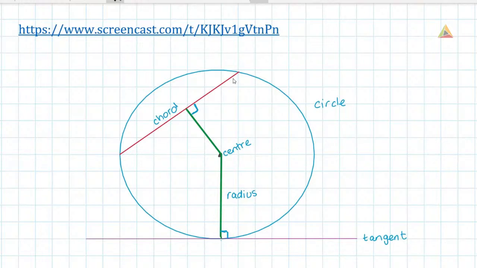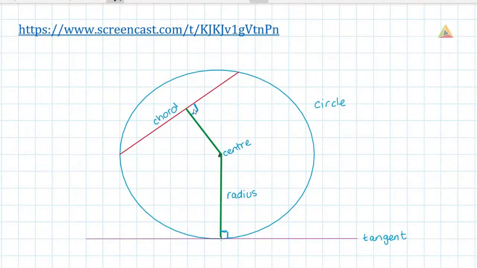If we have a chord that goes through this center point, so if it starts at one side of the circle, goes through the center and goes right to the other side of the circle, that's a special type of chord called a diameter. And the length of the diameter will always be twice the length of the radius. So if I know the radius, I can find the diameter, and if I know the diameter, I can find the radius.